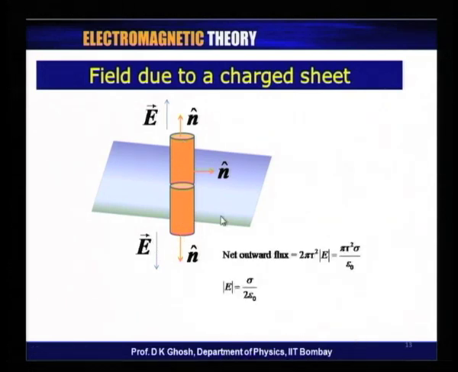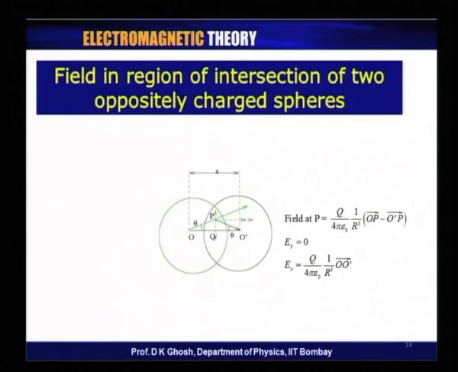the net outward flux that I get, there are two faces, pi r square each. So, I get 2 pi r square times E, and that is equal to the charge enclosed, which is pi r square times sigma, sigma is the surface charge density, divided by epsilon 0. So, the magnitude of the electric field is given by sigma by 2 epsilon 0.